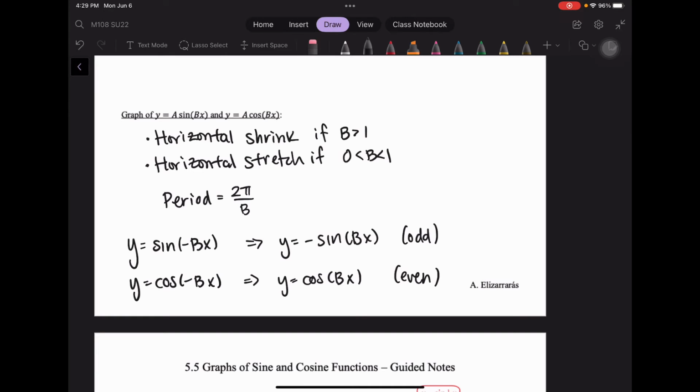Because sine is an odd function, when you have that negative value for b, your graph is reflected across the x-axis. Cosine stays the same.